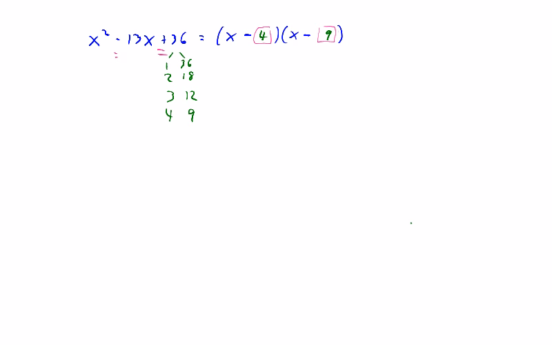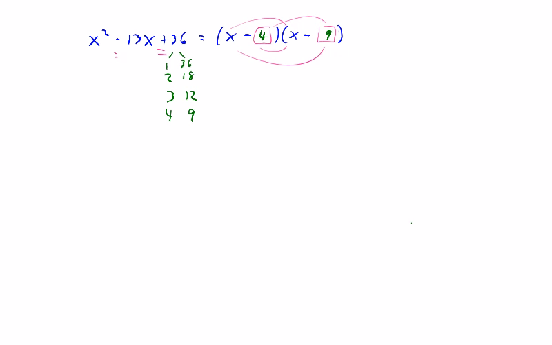You can distribute and get x squared minus 4x minus 9x and a minus 36 when you multiply it out, which agrees with the original expression. So you can always check it real quickly if you're not fully confident in your answer.